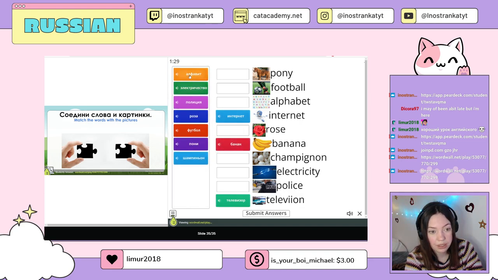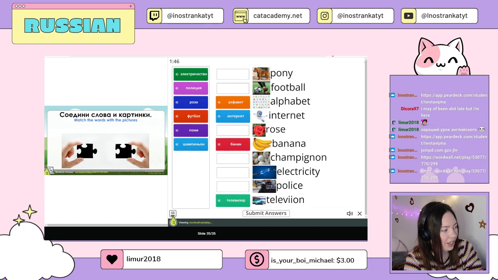You can also listen and repeat, and you can still try to figure out the meaning of the words with the letters. Алфавит. Okay. So yeah, you can go to the last one, Wordwall, or oh, I sent it actually twice. Cool. Or you can go to Pear Deck, it's also good.